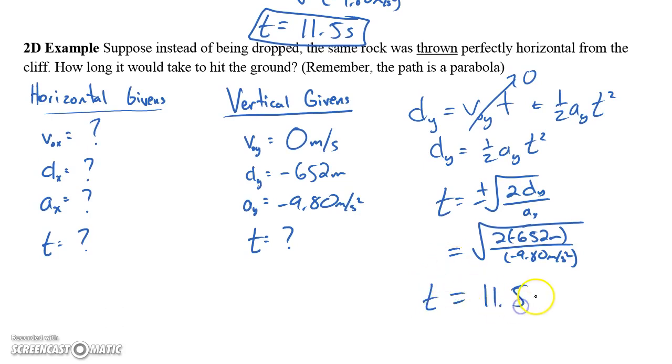11.5 seconds. So even though the same rock was thrown horizontally, it still takes exactly the same amount of time to go through the air. And that's a very important concept for horizontal projectiles. And there's going to be a video link that pops up that takes you to a demonstration of this exact idea, and we'll talk about it and do it in class as well.